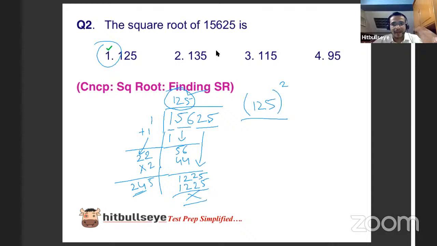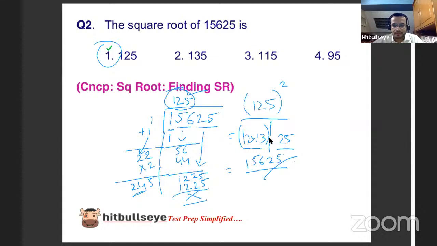Now, can I try working out the square of the number of the options I have here, and then try to backtrack and see what is my square root of 15625? Let's do that. For finding a square of 125, I have a simple method. I write down 5 into 5 is 25. This gives me the last two digits. And 12 into 13, which is n into n plus 1, gives me my first two digits, which is 15625. That is my answer.